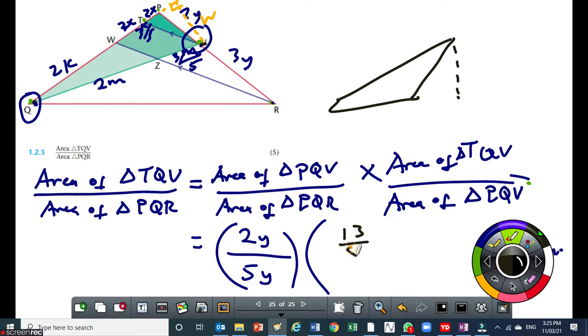Just help me, I'm going to do that. So it will be 13 over 5K divided by the area of PQV. It is PQV now. It will be the length of PQ. Do you agree with me that the base, do you agree with me, it will be what? PQ, which is equal to K plus 2K, which is what? 3K. So I'll put here 3K.